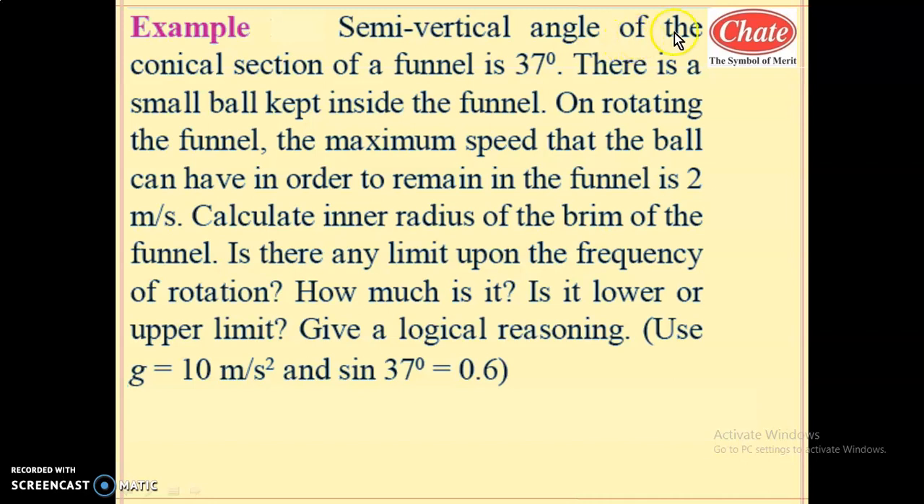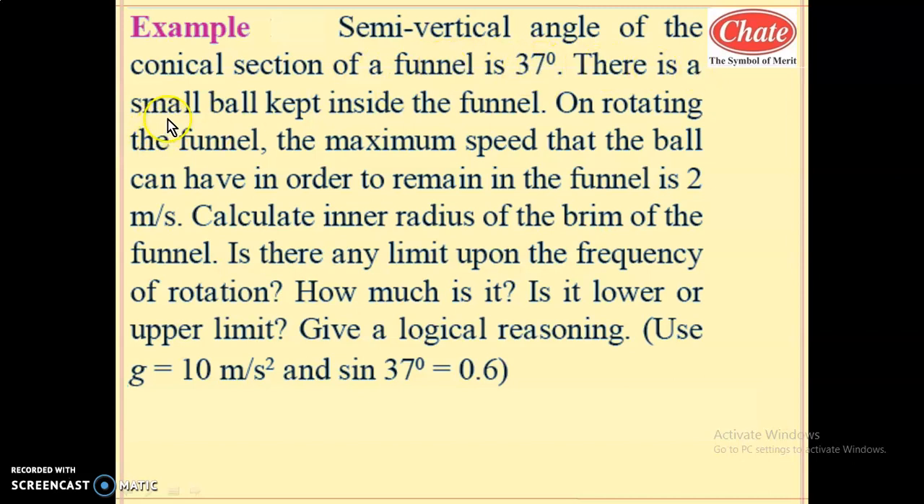The semi-vertical angle of the conical section of a funnel is 37 degree. You might know the semi-vertical angle of the cone. That is the angle measured from the axis to the inclined side. So that is the angle between the side of the cone and the axis of the cone, that is 37 degree. Means the full angle of the cone will be twice of this.